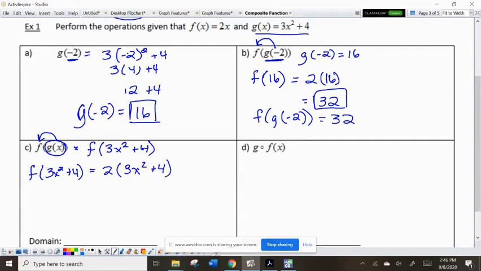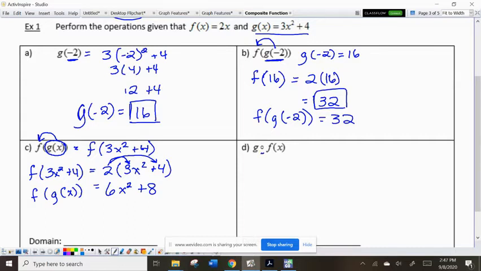So we're going to multiply 2 times 3x squared plus 4. That requires the distributive property. Remember, this is going to come over and multiply by the 3 and the 4, so that our answer is 6x squared plus 8. So when we plug g into f, we get 6x squared plus 8.